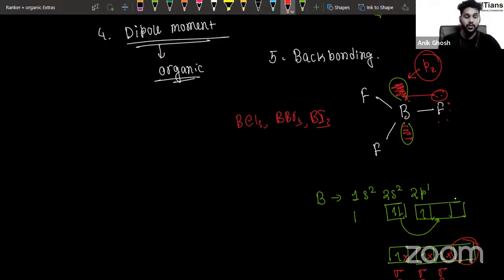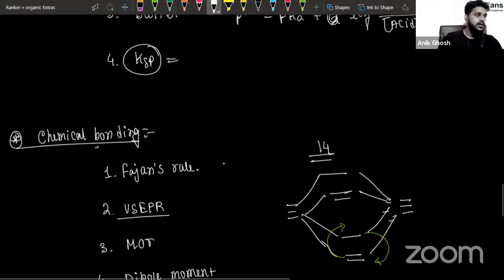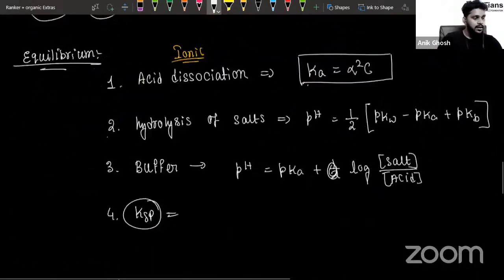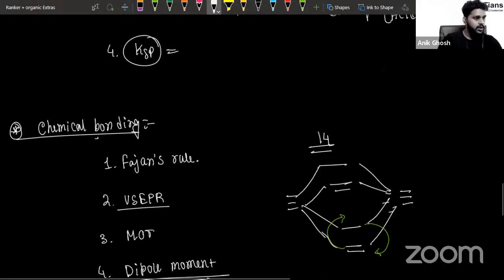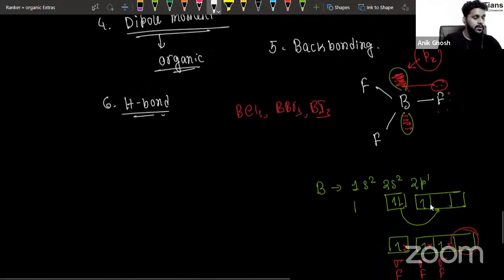So these are the things I have to go through. And guys, just give it a reading, the hydrogen bonding portion. Okay, so that was the thing about the chemical bonding chapter. Now, after that, GOC, hydrocarbons, chemical bonding, equilibrium, we are done with most of them.